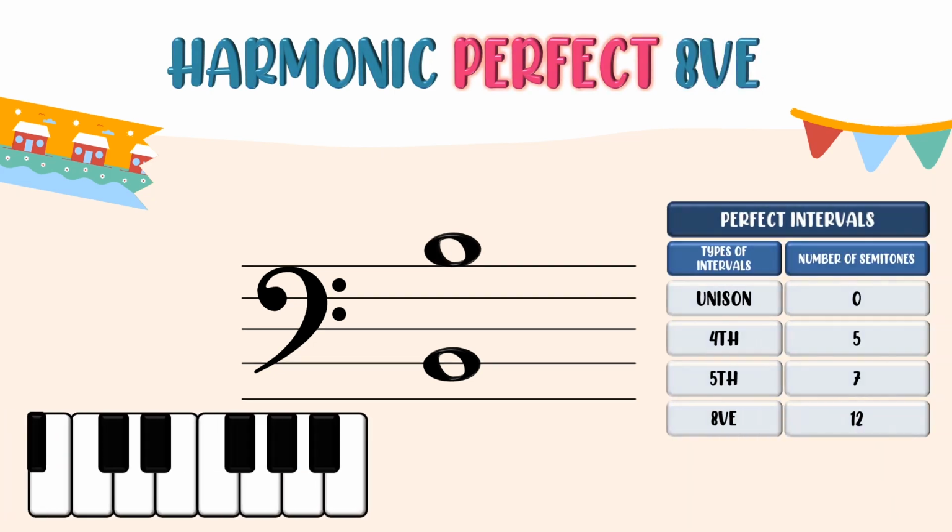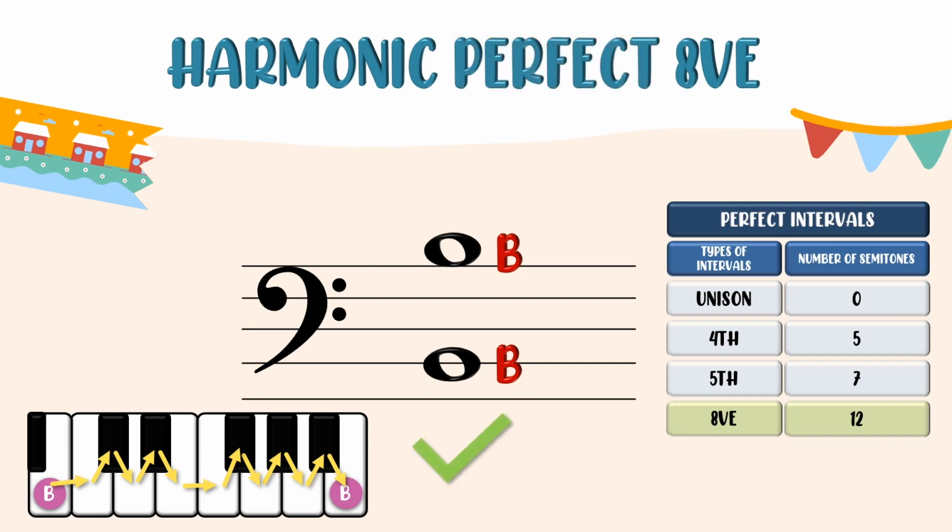Shall we check using the second method by counting the semitones? Perfect 8 has 12 semitones, from B to high B. Let's count the semitones on the piano keyboard. 1, 2, 3, 4, 5, 6, 7, 8, 9, 10, 11, 12. So a perfect eighth has 12 semitones.